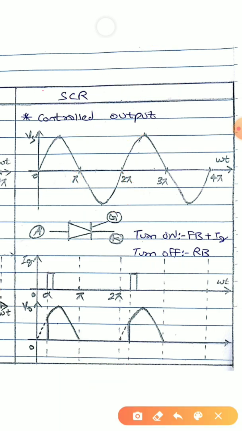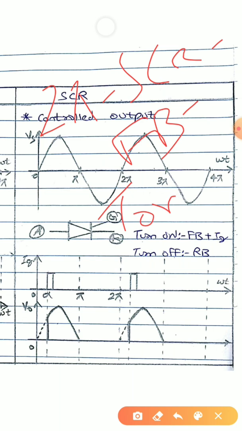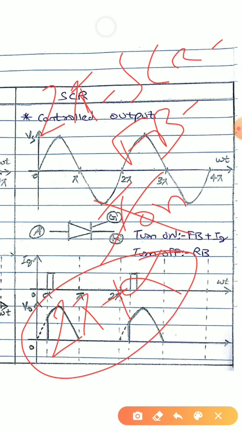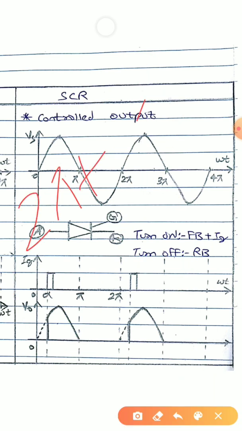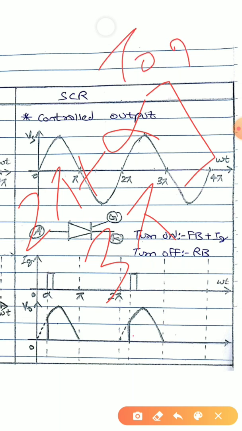Again we can see here that at 2 pi my SCR becomes forward biased, but it will not conduct, that is, it has not turned on. When will it turn on? It will turn on at 2 pi plus alpha, that is, at alpha I am giving the firing pulse, so at 2 pi plus alpha my SCR will turn on. And we can clearly see that from 2 pi plus alpha to 3 pi my SCR will conduct. Only during this duration is my SCR on.